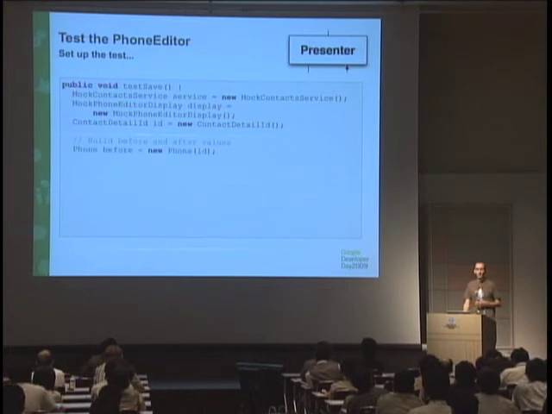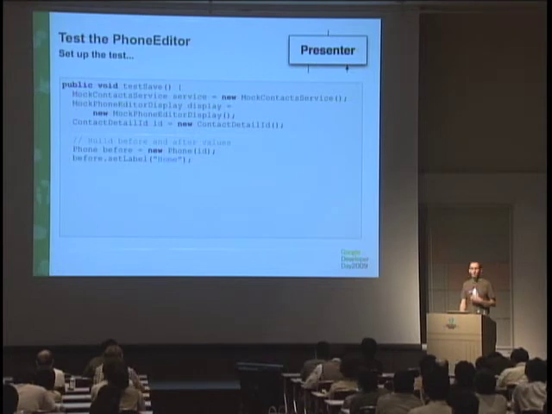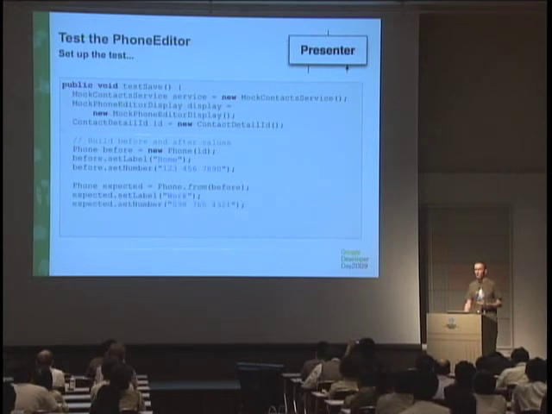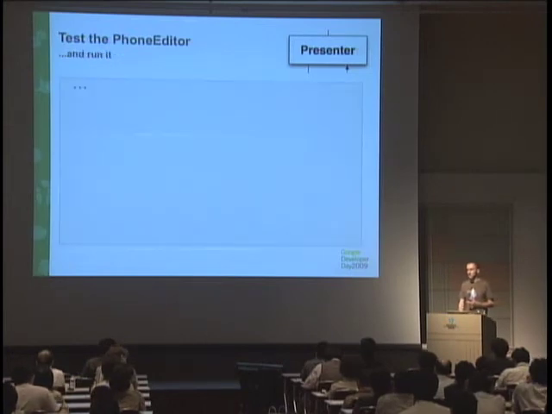Then we're going to put together our before and after values for our tests. We create a before value, and we set a label home with a home phone number. Then we make a copy of that before value and create an after value. But we set it to a work label with a different phone number. Okay, that's our setup. So let's run through it.